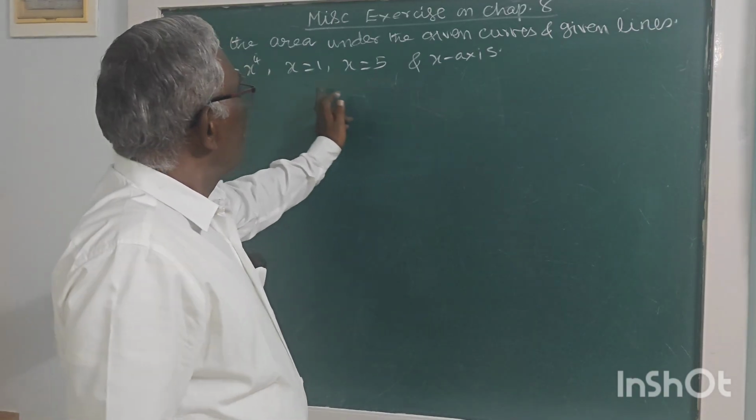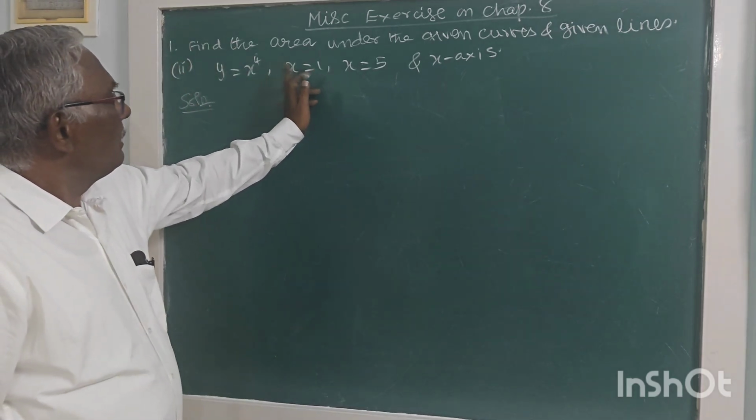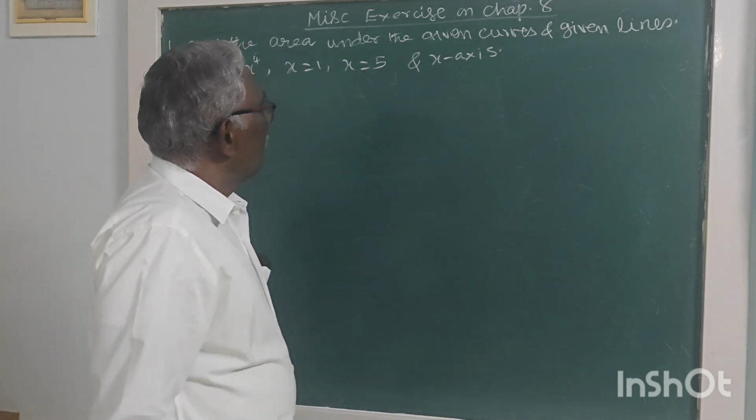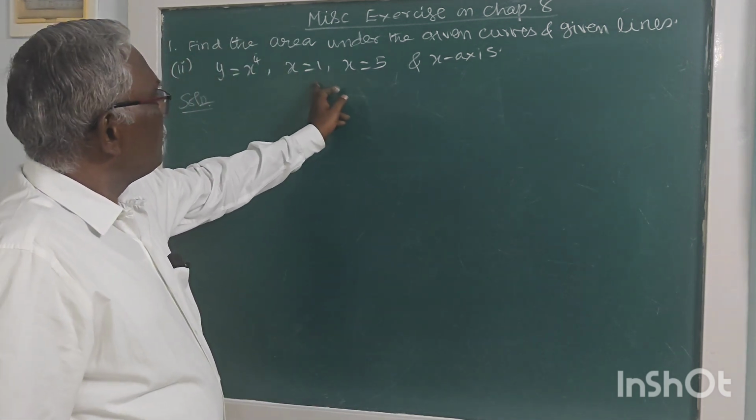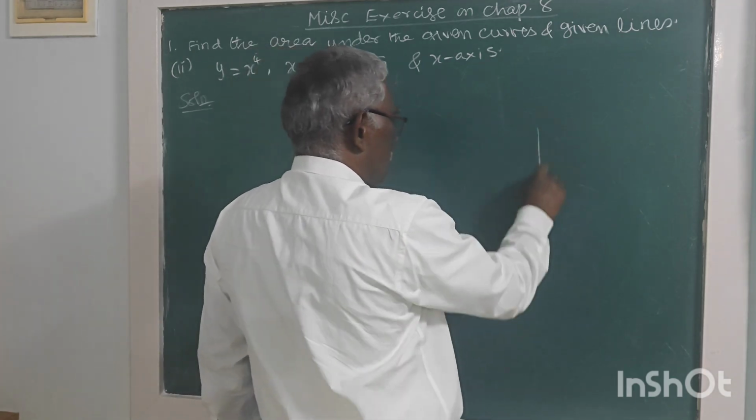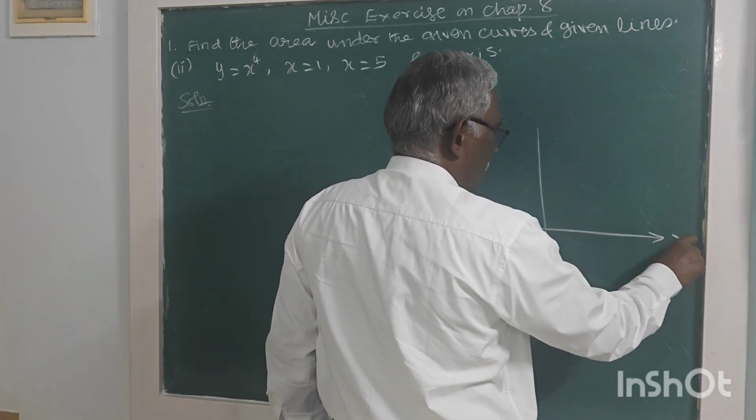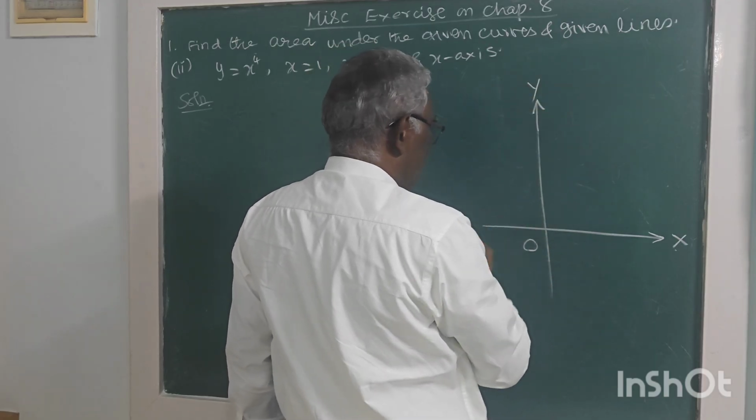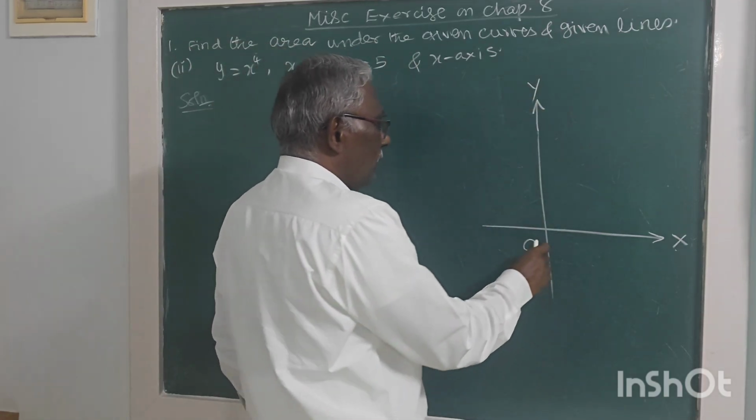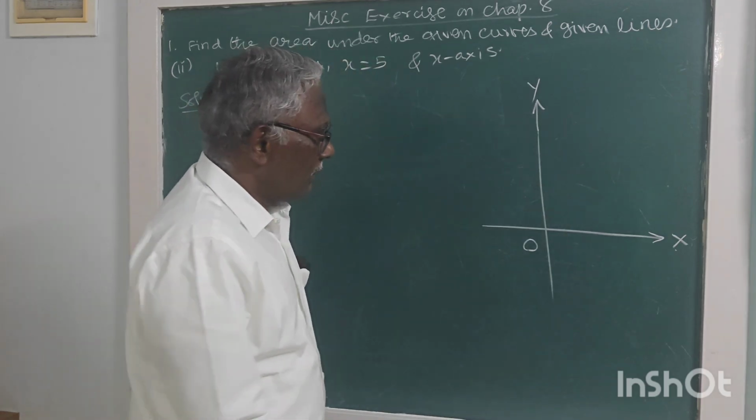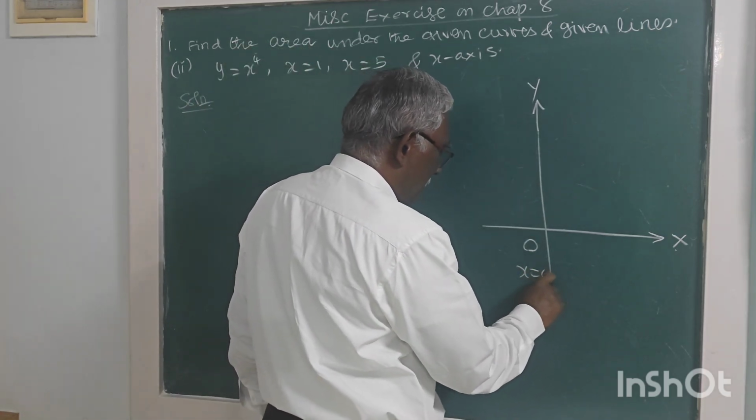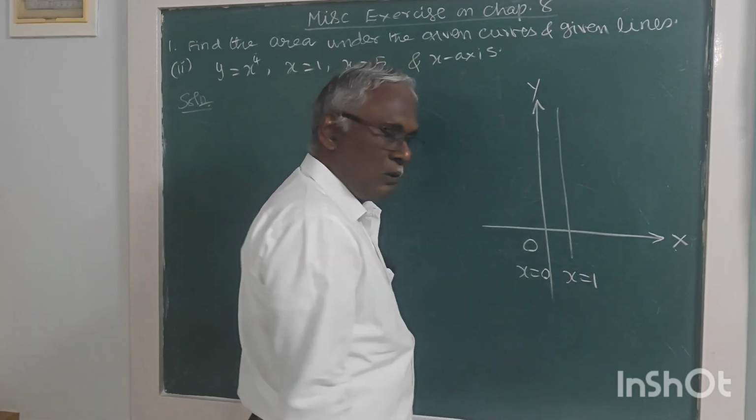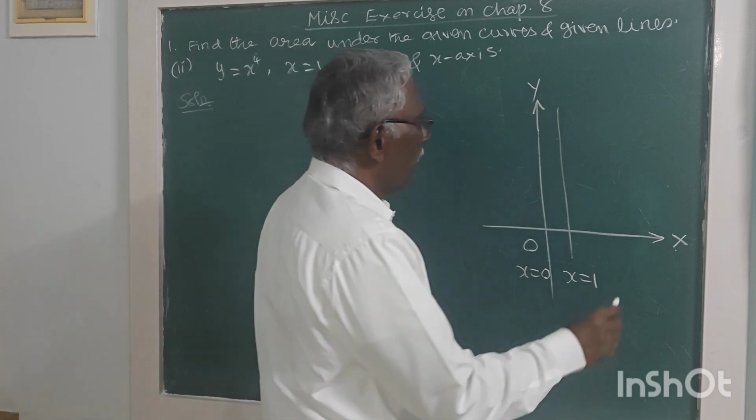We have to find the area bounded by the curve y is x power 4, the lines x is equal to 1, x is equal to 5 and x-axis. First we will draw the graphs of these lines. X is equal to 1, equation of y-axis is x is equal to 0. So, x is equal to 1 is a line parallel to y-axis and x is equal to 5.